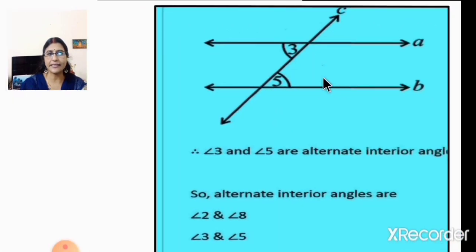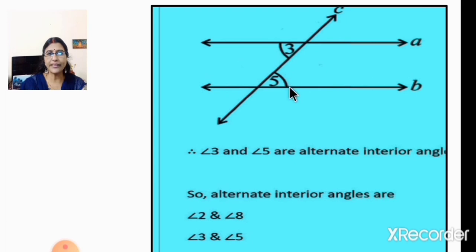Here you can see separately it is shown, angle 3 and angle 5, which is on the other side. This is on the left side. This is on the right side of the transversal. So they are alternate as well as interior. So alternate interior angles are angle 2 and 8 and angle 3 and angle 5.